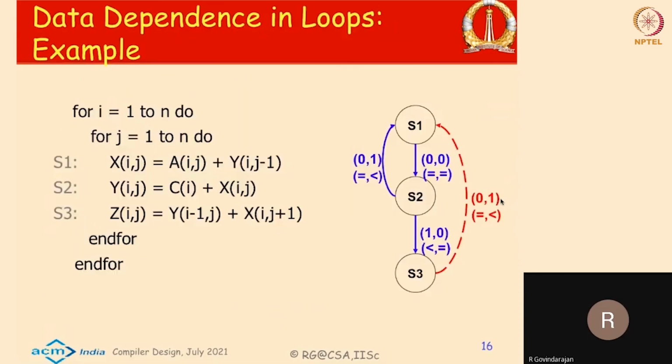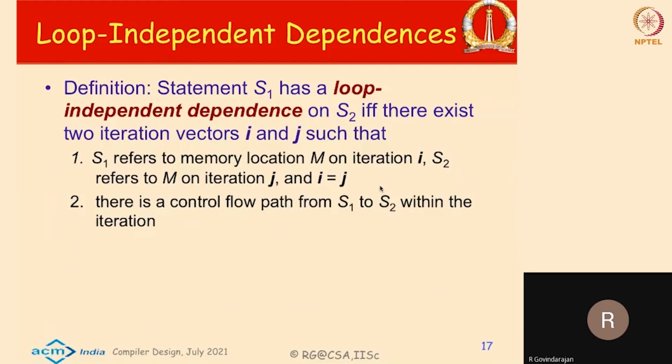Let's just take the same example here. Because this dependence from S1 to S2 is from the ijth iteration to the same ijth iteration, we call this a loop independent dependence. That means it happens in the same iteration, for the same iteration vector. Whereas when you have a 0, 1 or a 1, 0 kind of dependence, that's what is called loop carried, because it goes from one loop iteration to some other loop iteration. That is what is being captured here in terms of formal definitions.